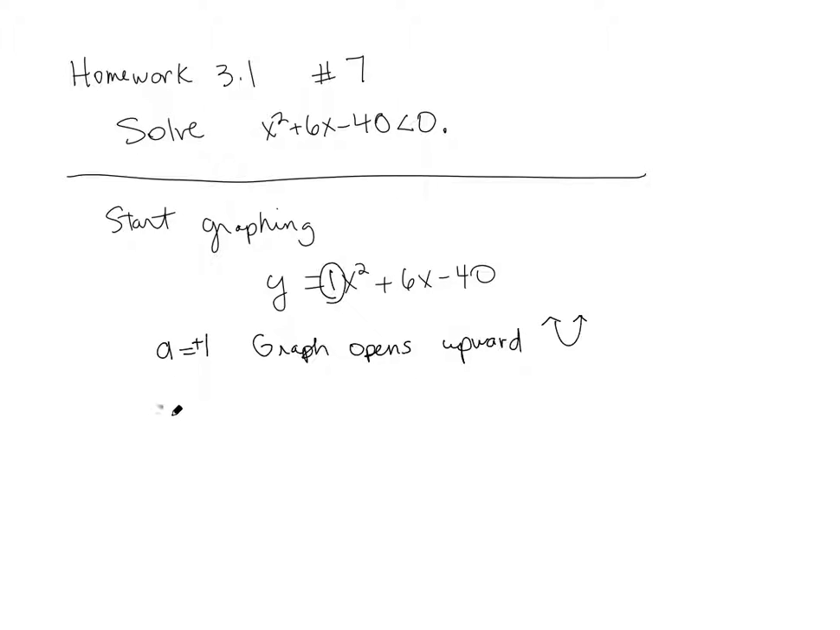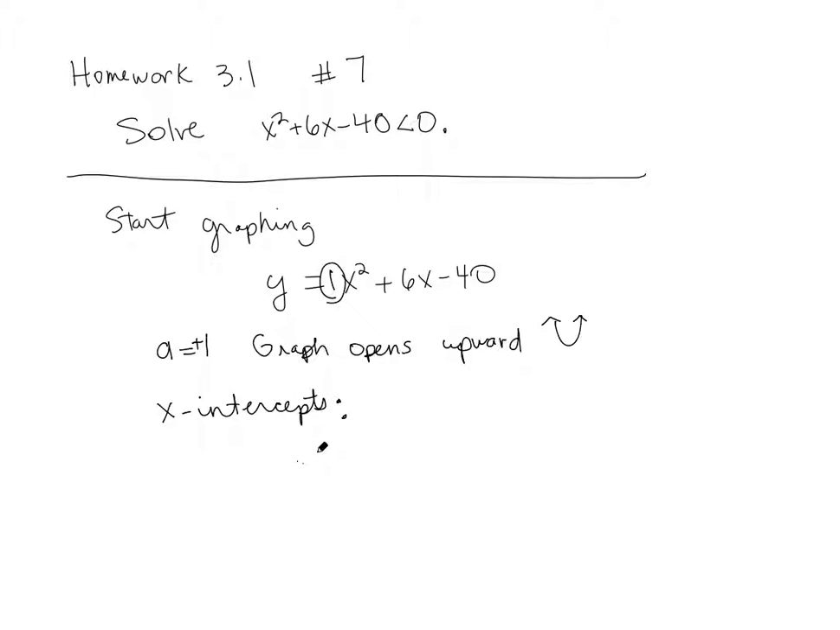Now, the other thing we need is the x-intercepts. We could also get the vertex, and that might help, but really we only need these two things. We need to know that the graph opens upward, and we need the x-intercepts. When we use it to solve this, I'll explain why these are the only things we need.